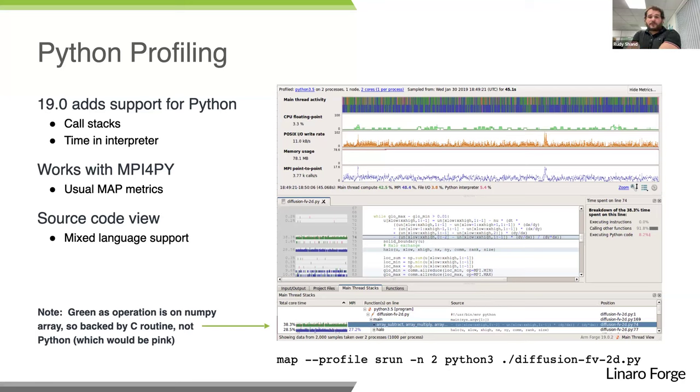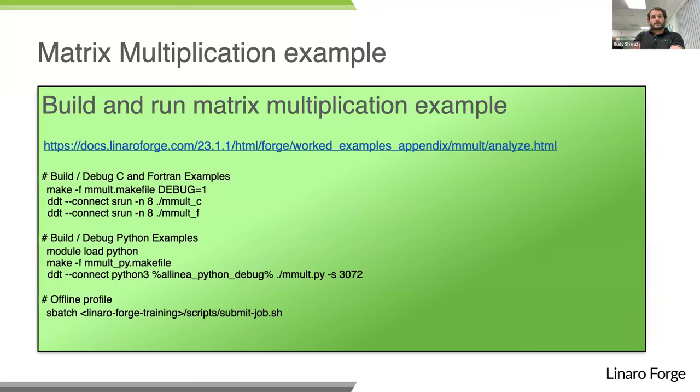Okay, and to profile, you do map --profile srun python3 and whatever your Python application is, and it will just sample it as it's busy executing. So again, no instrumentation or anything. Okay, so this is the example that we're going to use. It's a matrix multiplication example.